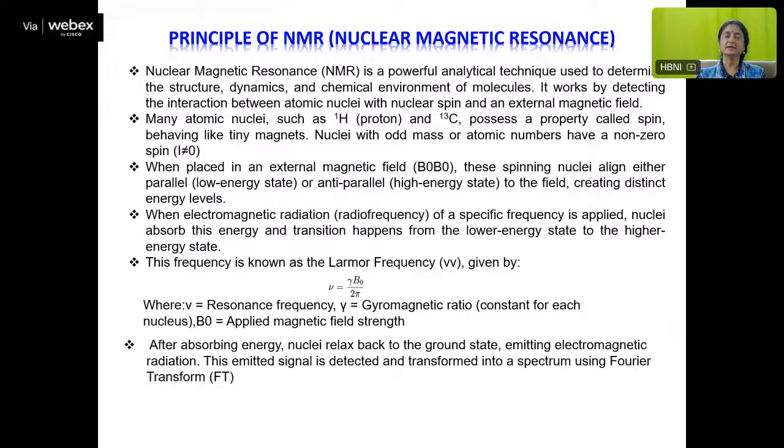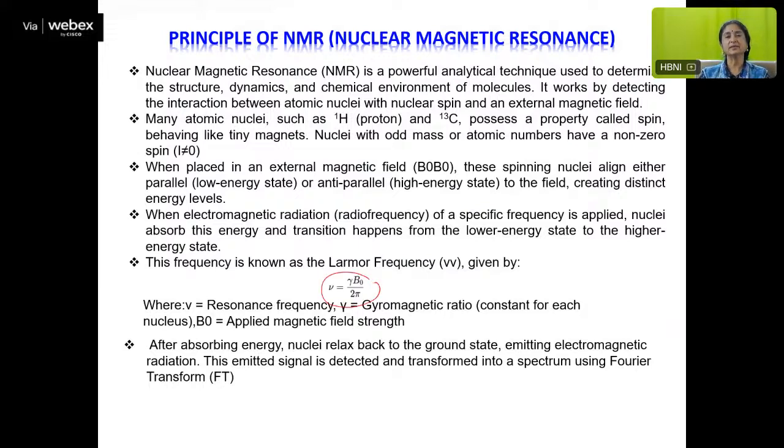Now when they are placed in an external magnetic field, these spinning nuclei align either parallel, that is the low energy state, or anti-parallel, that is the high energy state, to the field, creating distinct energy levels. So these are their spin energy levels. Now, when electromagnetic radiation or radio frequency of a specific frequency is applied, the nuclei absorb this energy and a transition happens from the lower energy state to the higher energy state. This frequency is known as the Larmor frequency and is given by the equation shown here.